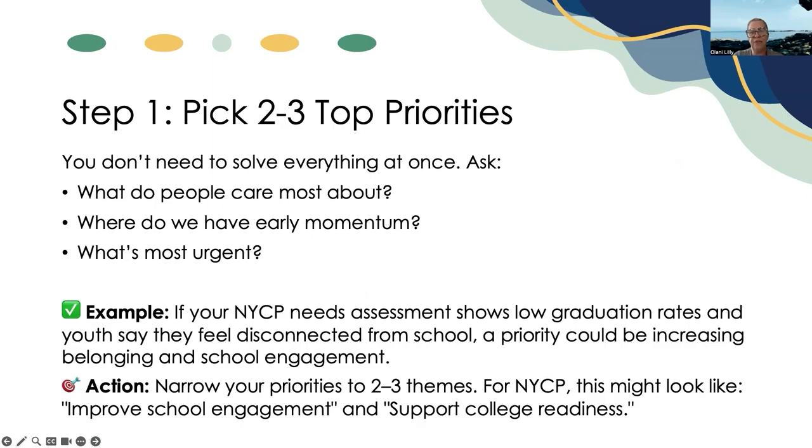Step one is to choose 2 or 3 key priorities from your data. You don't need to fix everything at once. Focus on what keeps coming up, what people care about most, and where you already have some momentum. For example, with an NYCP grantee, if your data shows low graduation rates and students feeling disconnected, a good priority might be increasing school engagement. For action, choose 2 to 3 themes like school belonging or college readiness and write them down. These can be your focus.